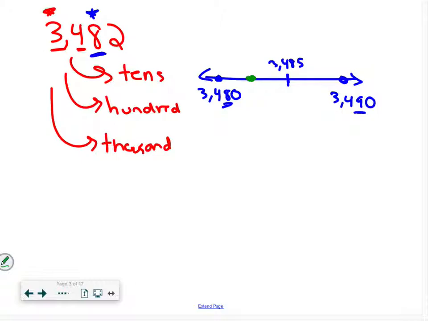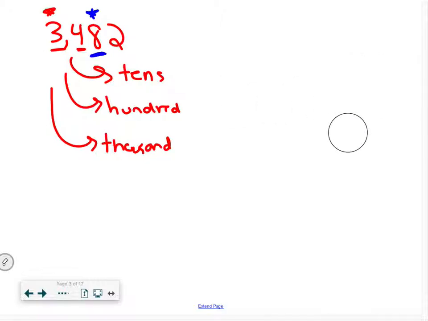I'm hoping we would see it would be somewhere right about here, which would mean that if I'm looking at this number line, if I were going to round it, this right here is way closer to this side of the number line than it is to this side. So if I were going to round, I would pick 3,480. If I were rounding to the nearest tens, I would choose 3,480 because 82 is closer to 80 than it is to 90.